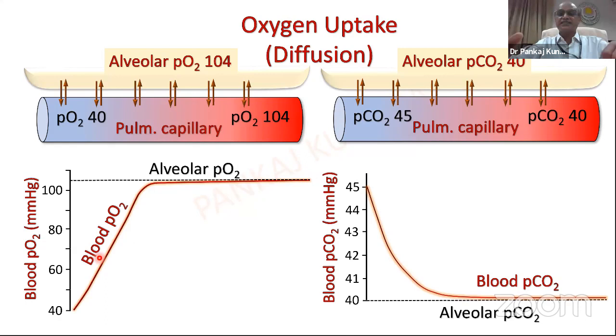This is what we see in the graph here: the blood PO2, once it is saturated, plateaus out, and by circulation it reaches the other organs. The same thing happens with the alveolar CO2. Initially it is high, about 45, and the alveolar CO2 is 40. So there is always a diffusion from the capillaries to the alveoli, and then through alveolar ventilation, the CO2 is washed away. So this is a process of diffusion which occurs.